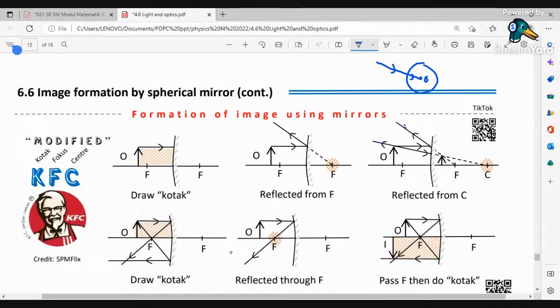So where is the image? If it is like this, the image is not formed on the screen. The rays will never meet, so what you do is extend to the back. Extend backwards, so you get the image here, the image in the mirror. So this one is virtual, upright, diminished, VUD. So for convex, any U, you get the same characteristic: VUD.